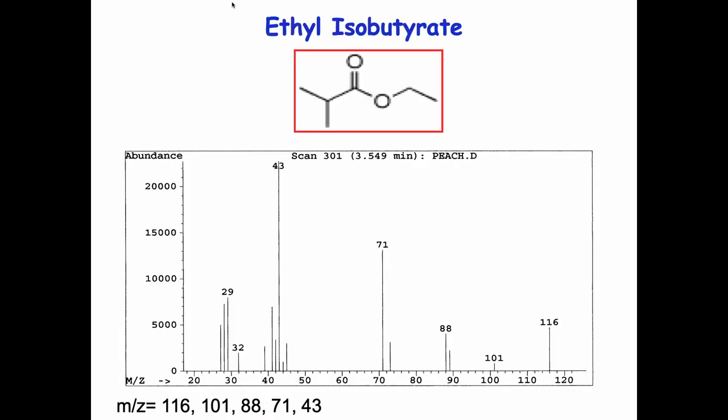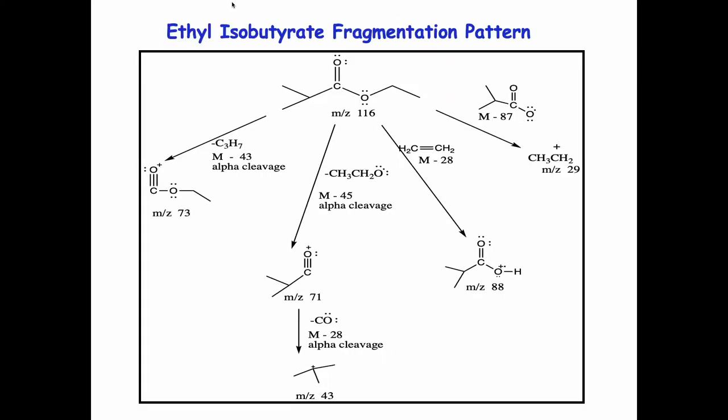So this is an ester. This is ethyl isobutyrate. I don't know if this is one that's been given out. I'm not talking, but this is a simple spectrum. And the idea here is you're going to take this and break it apart to try to figure out where those peaks are coming from.